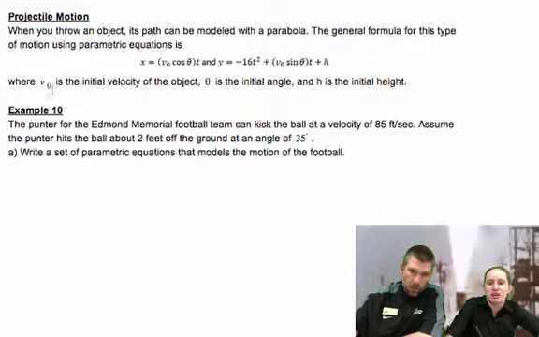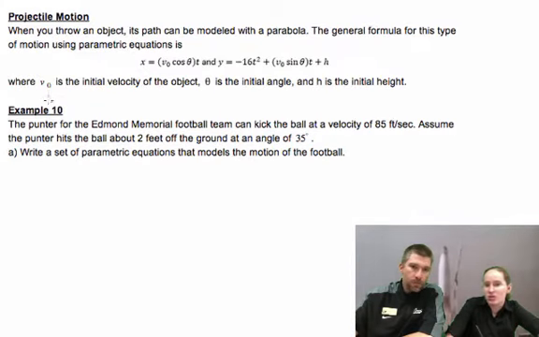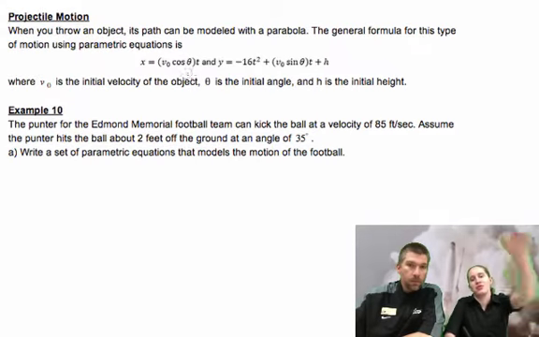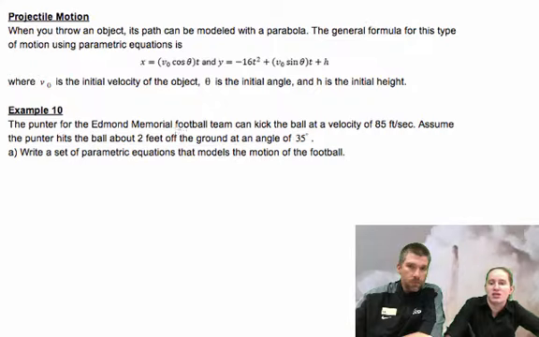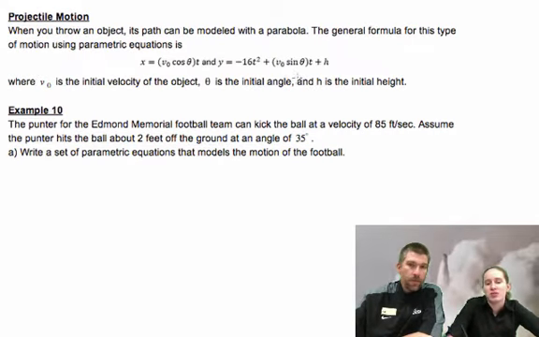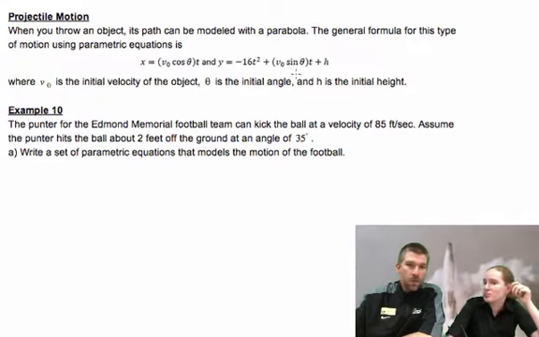In that, V sub O, that's the initial velocity, V naught, you could say. Theta is the initial angle that you're projecting at, and H is the initial height. So we've got an example here where the first thing we want to do is write a set of parametric equations that models the motion of a kicked football.